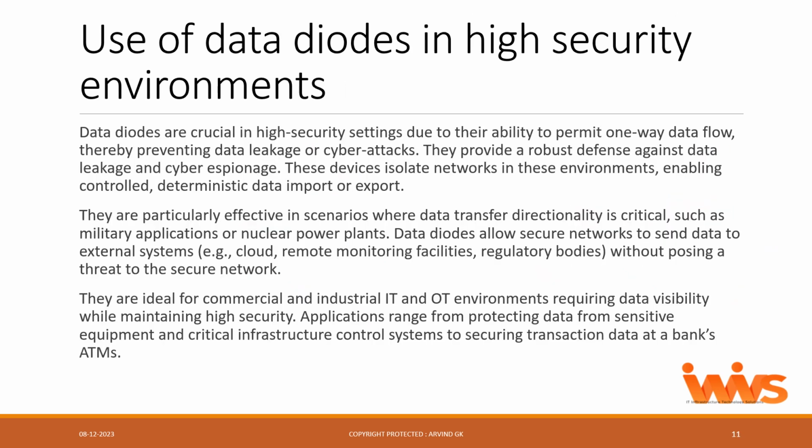So that is highly secured. When it comes to a critically secured setting, that one-way data flow is what we use for cyber security, to avoid leakages and cyber attacks. Particular scenarios are military applications and nuclear power plants, saving the logs, and some monitoring facilities that we give.